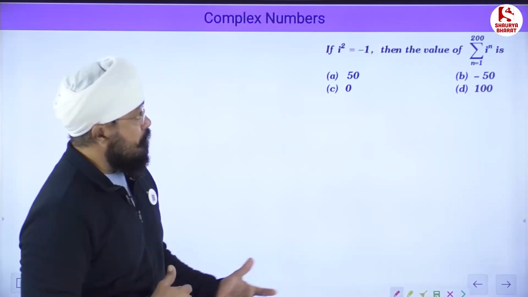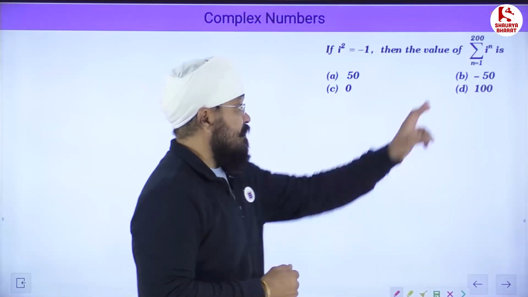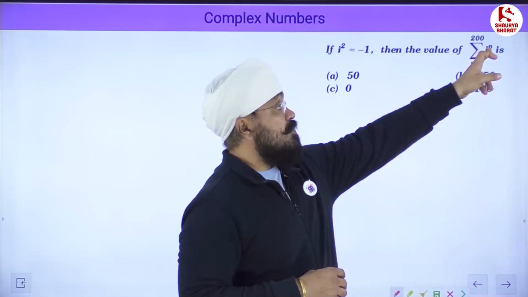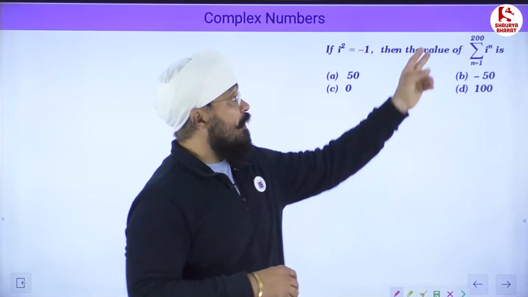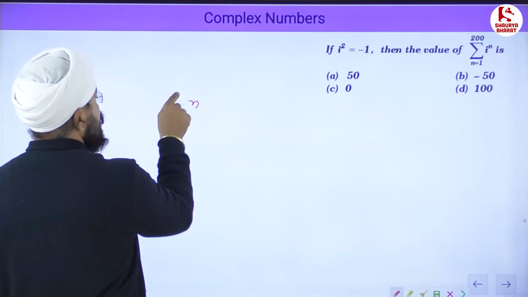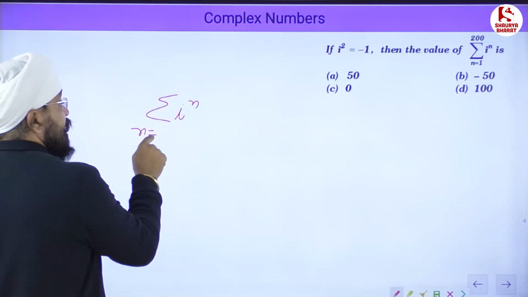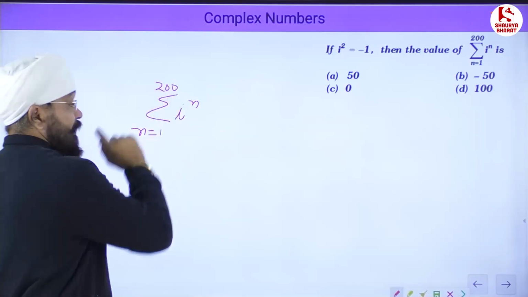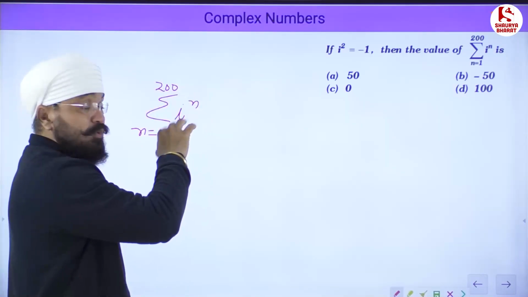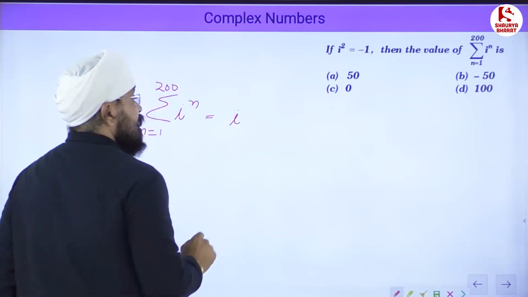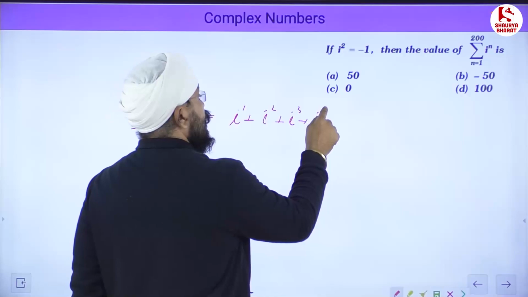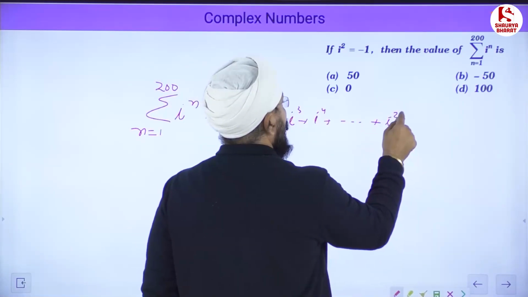Let us take one more important question where we are having this summation sign. Summation sign means we are going to add by putting n is equal to 1, and n is equal to 2, n is equal to 3 till we are getting 200. Now if I just simplify this thing, we are having iota n, summation has to be taken for n is equal to 1 to 200. That means we'll put n is equal to 1, then n is equal to 2 and so on. How we can write this one? This becomes iota to the power 1, iota to the power 2, iota to the power 3, iota to the power 4 and so on till iota to the power 200.